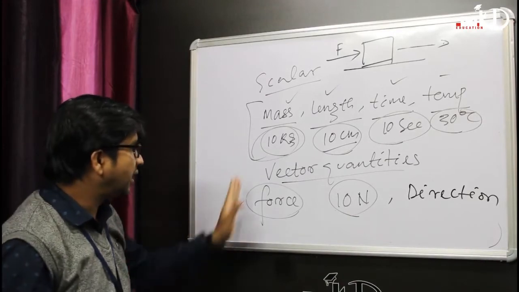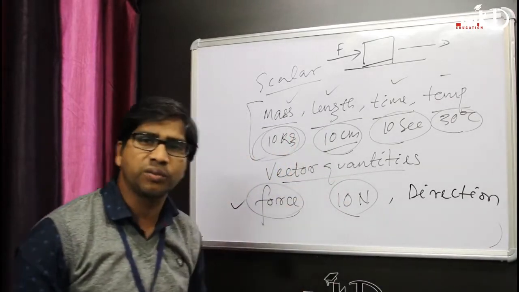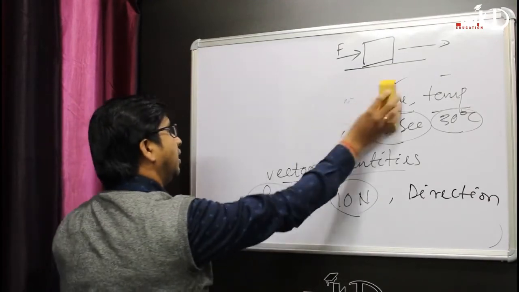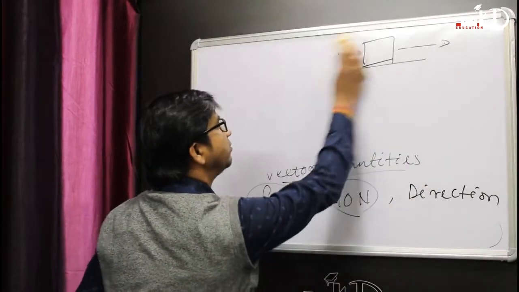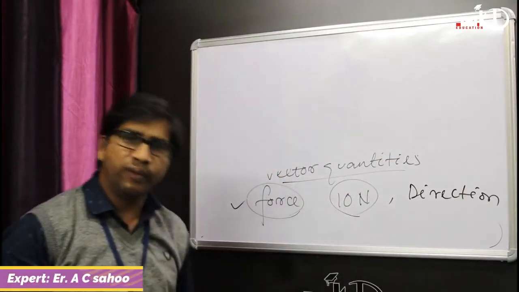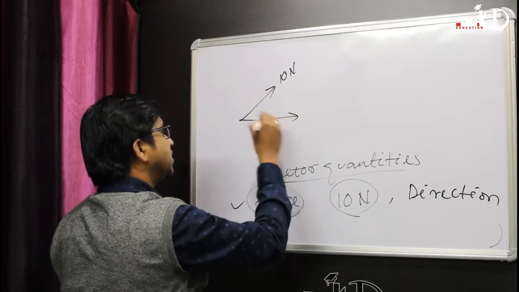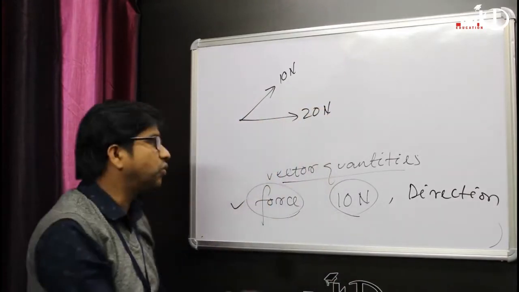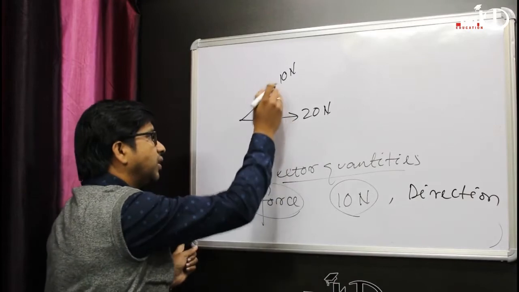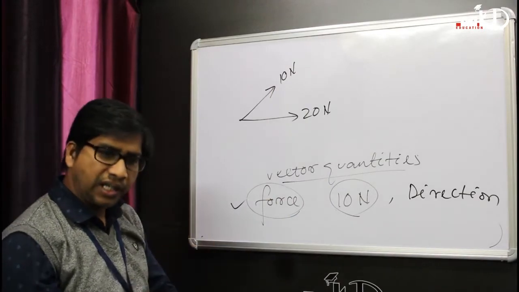Friends, an important thing about vector quantities. Suppose we add a scalar quantity, for example 10 kg mass with 5 kg mass. The result is 15 kg. Scalar addition means normal algebraic addition, 10 plus 5 equals 15. But if you add 10 newton force with 5 newton force, it will not be 15, rather it is something else. Similarly, for forces 20 and 10, we cannot simply add them algebraically, because forces are vector quantities.